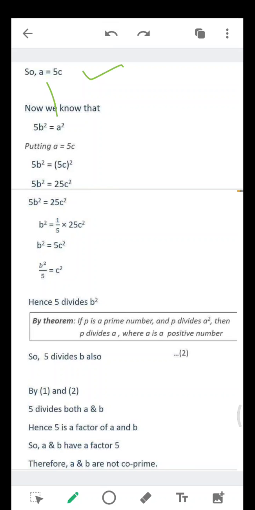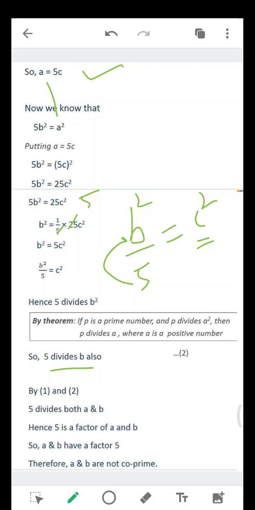And if I cancel this, 5 1 times and 5 5 times is 25, so I get b square is equal to 5c square. If I write b square by 5 is equal to c square, again I apply the theorem here. 5 divides b square, it is giving you c square, some number. So 5 divides b square, so 5 also divides b.